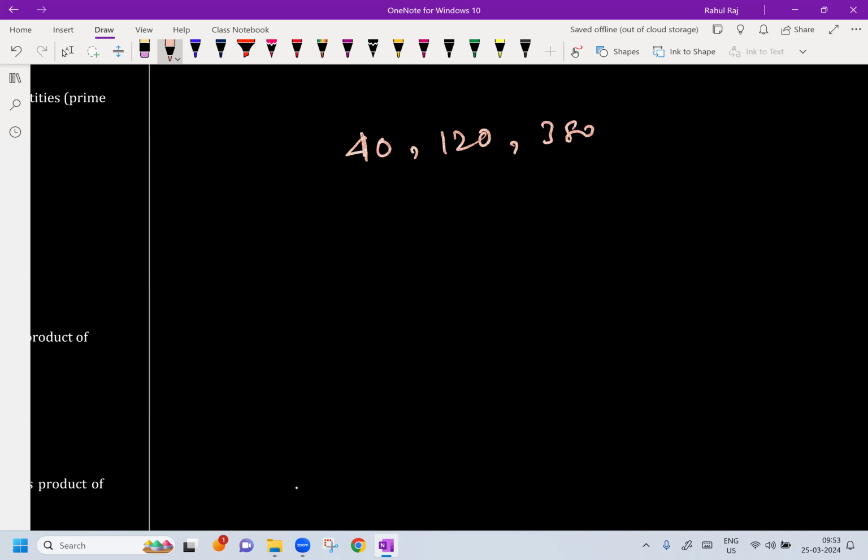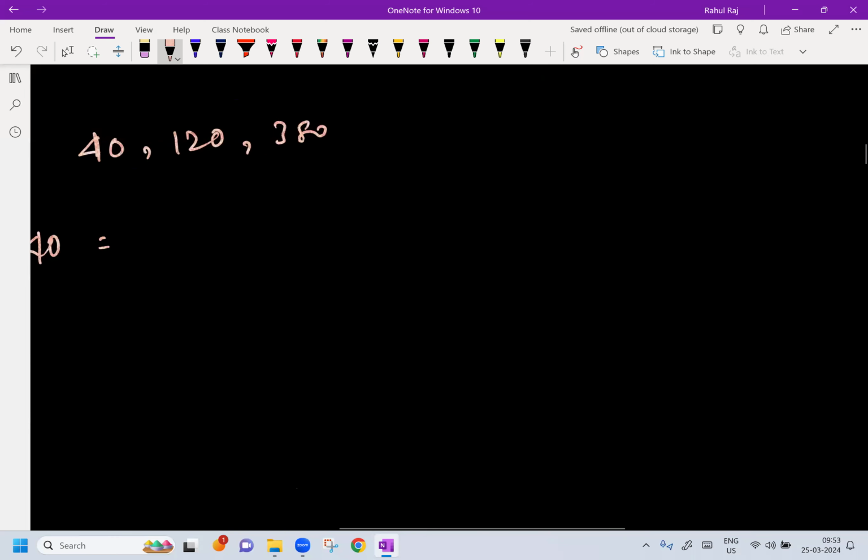For LCM, you have to multiply all three, 40 into 120 into 380? No. First convert into factor form, always. Okay, fine. And factor form always has to be with 2, or it can be a bigger number. It always is a prime number.